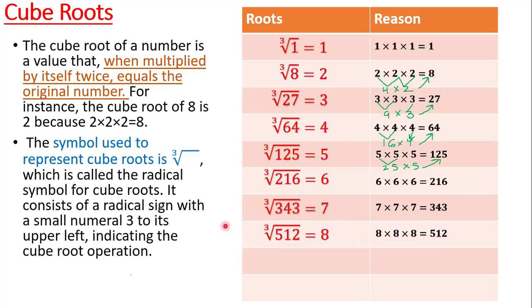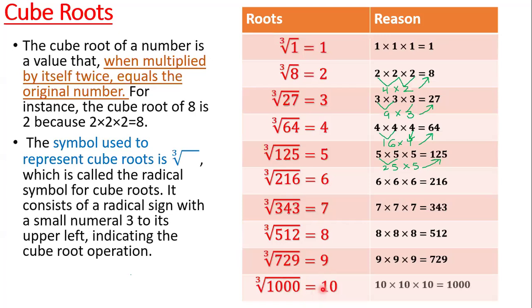Good afternoon. What's the cube root of 729? 9. Why? Because 9 times 9 times 9 equals 729. Very good. And finally, what's the cube root of 1,000? 10. Why? Because 10 times 10 times 10 equals 1,000. Very good. And so that's how we do the cube root. All right.